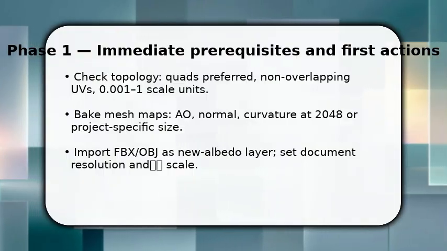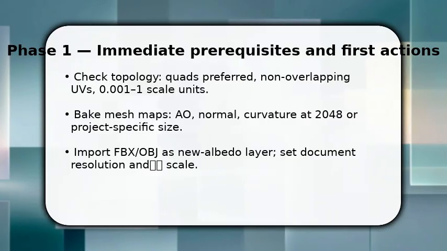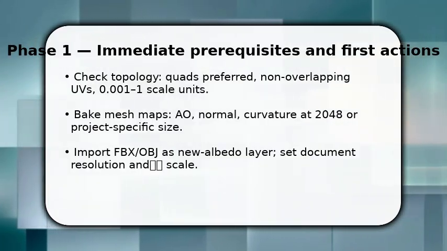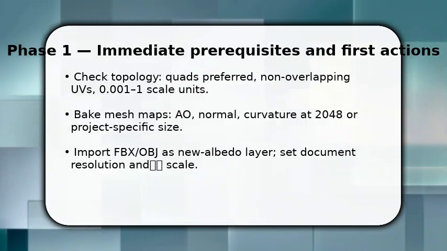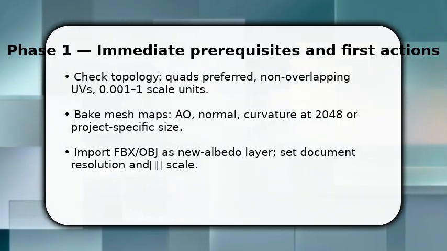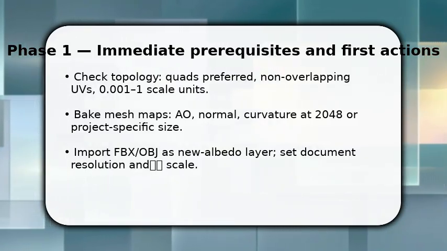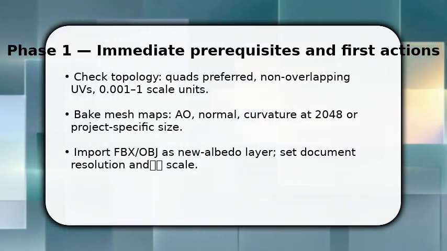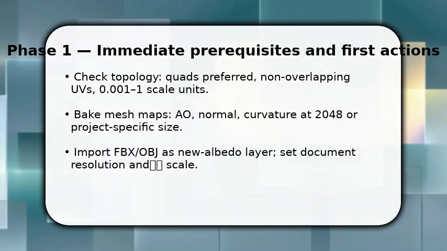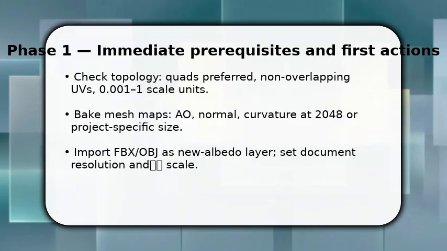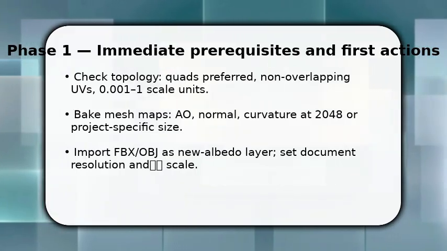You begin by validating the mesh. Make sure UVs are non-overlapping and the model is correctly scaled, because texture projection depends on clean UVs. Next, bake essential maps: normal, ambient occlusion, curvature at a resolution like 2048, so you have accurate detail to drive materials. Once done, import the FBX or OBJ into Substance Painter and set document resolution and unit scale.